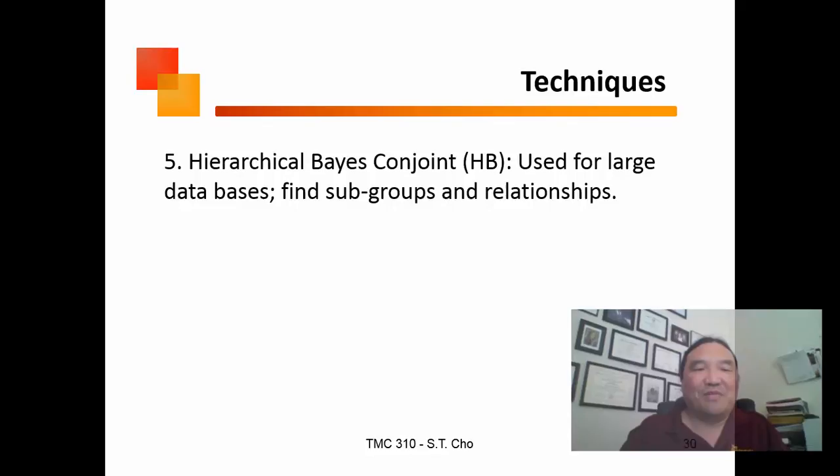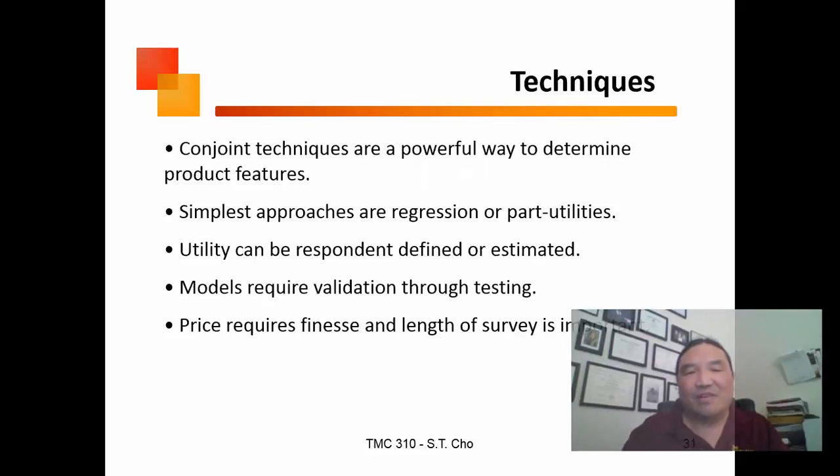And hierarchical Bayes conjoint is used for large databases, and it's used to find subgroups and relationships. And any time you see the word by, it means it's dependent on something that already exists. Am I ever going to ask you about that again? No, but I just wanted to make you aware of it. The thing about conjoint techniques is they're extremely powerful to determine what product features you actually want. What is it that they value?